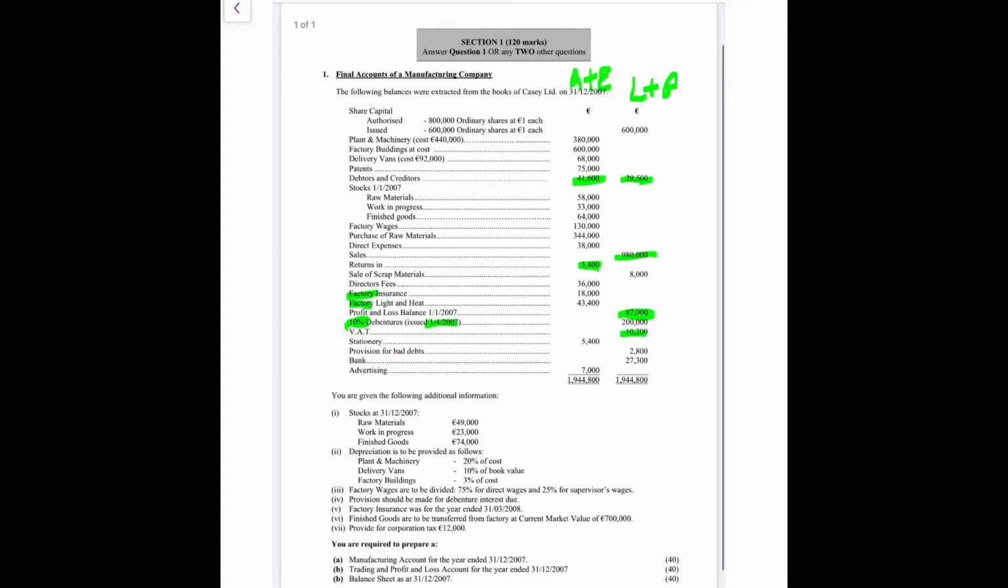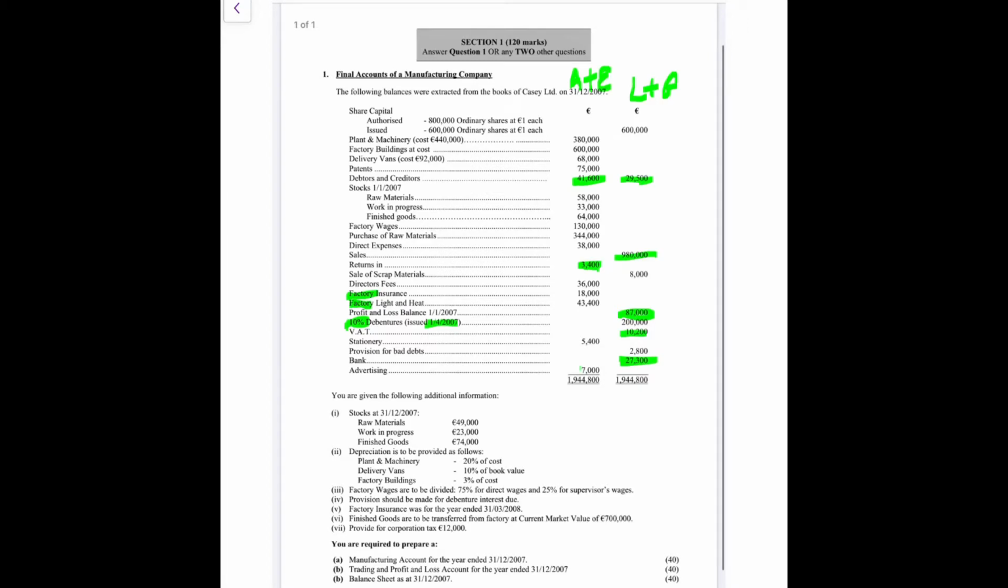So in this question, we have it on the credit column, €27,300. That means it's a bank overdraft. We owe the money back to the bank, and we're going to have to pay them back within the next year. So that's why it's on the credit side. Make sure you put that in as a current liability.